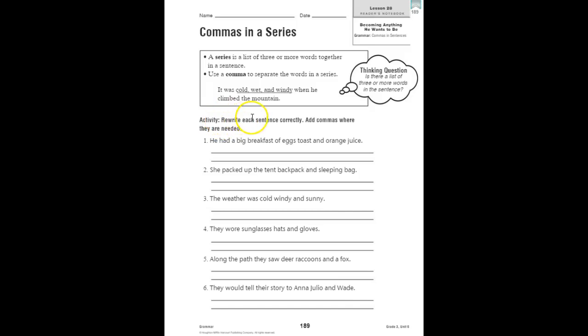Okay, so take out the rewrite. You're just going to add the commas right in the sentences that they have here, 1 through 6. Okay, remember your thinking question, is there a list of 3 or more words in the sentence? You're going to look for that.